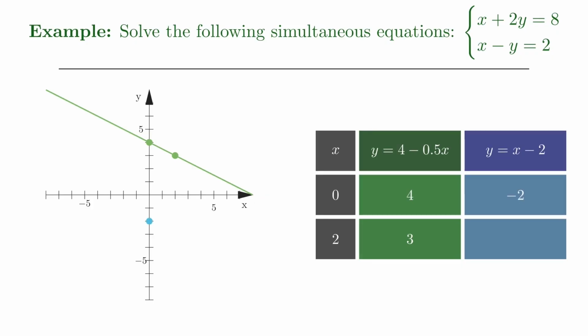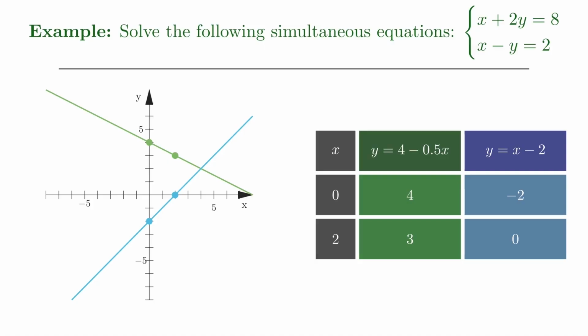Plotting this point on the graph, and then x equals 2, I get that y equals 2 minus 2, so y equals 0. And again, plotting this point onto the graph, I can draw another straight line through these 2 points, and this gives me the blue line, which is the second equation.